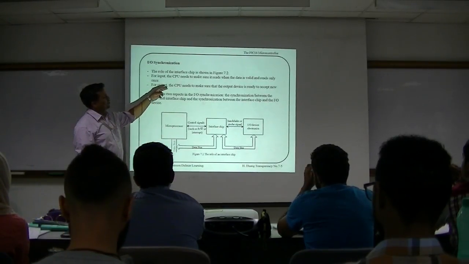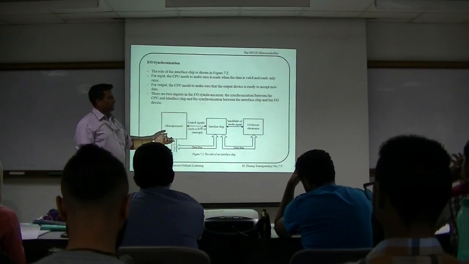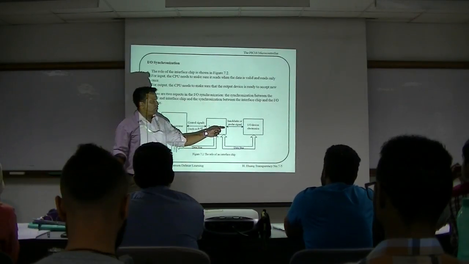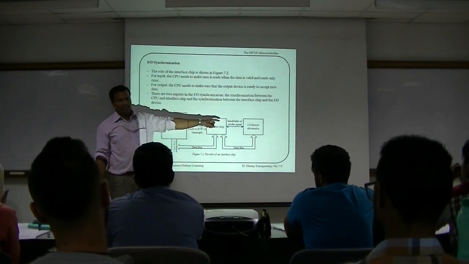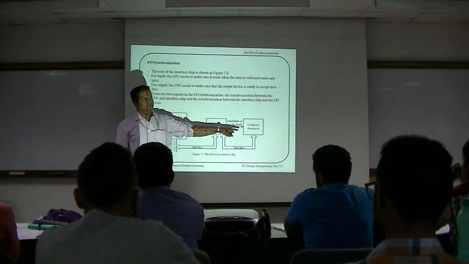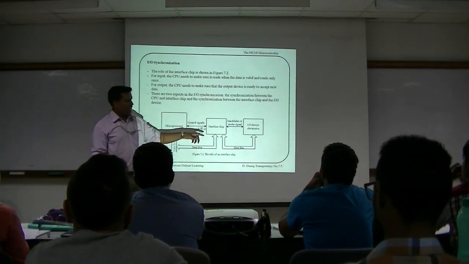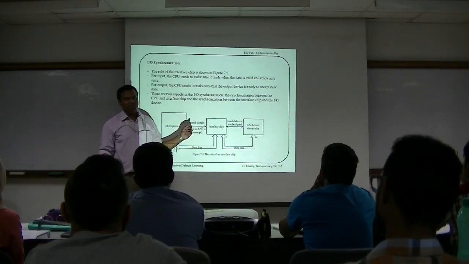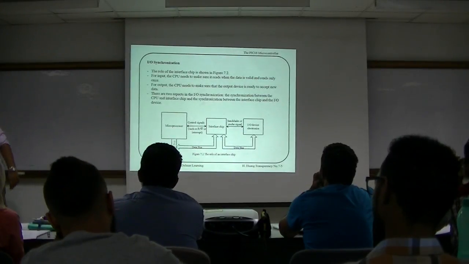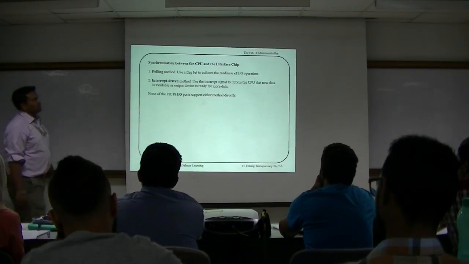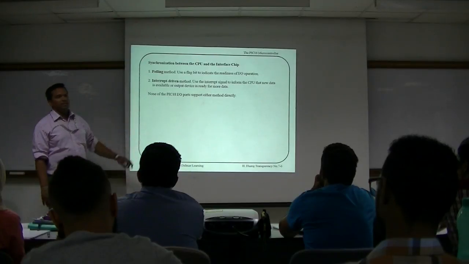For output, the CPU needs to make sure that the output device is ready to accept new data. So the microprocessor will send data here, but the interface chip will check, is the output device ready to receive the data? Then it will send. If it's not ready and you send, you'll have data loss. Likewise, when the data has not even arrived and the CPU is reading, you won't read the proper input. You get the idea? This is just the theoretical aspect of it. For the synchronization between the CPU and the interface chip, there are two methods: one is polling and one is interrupt.